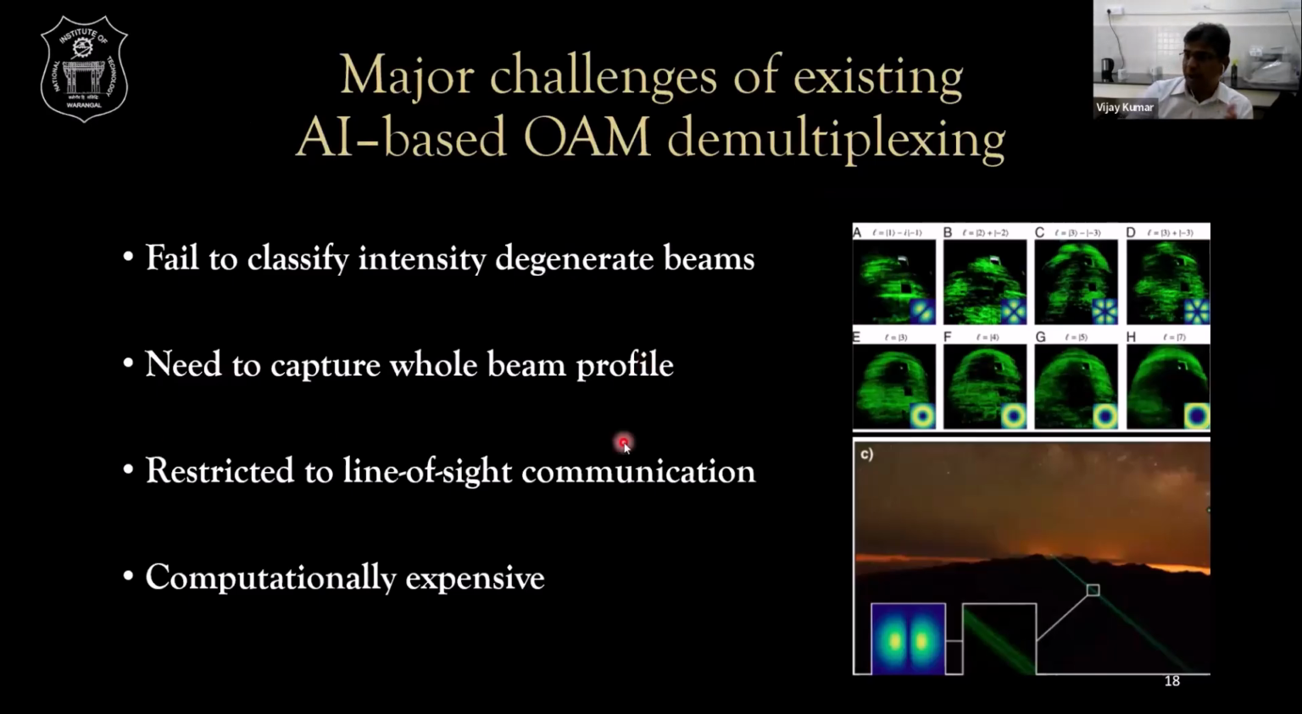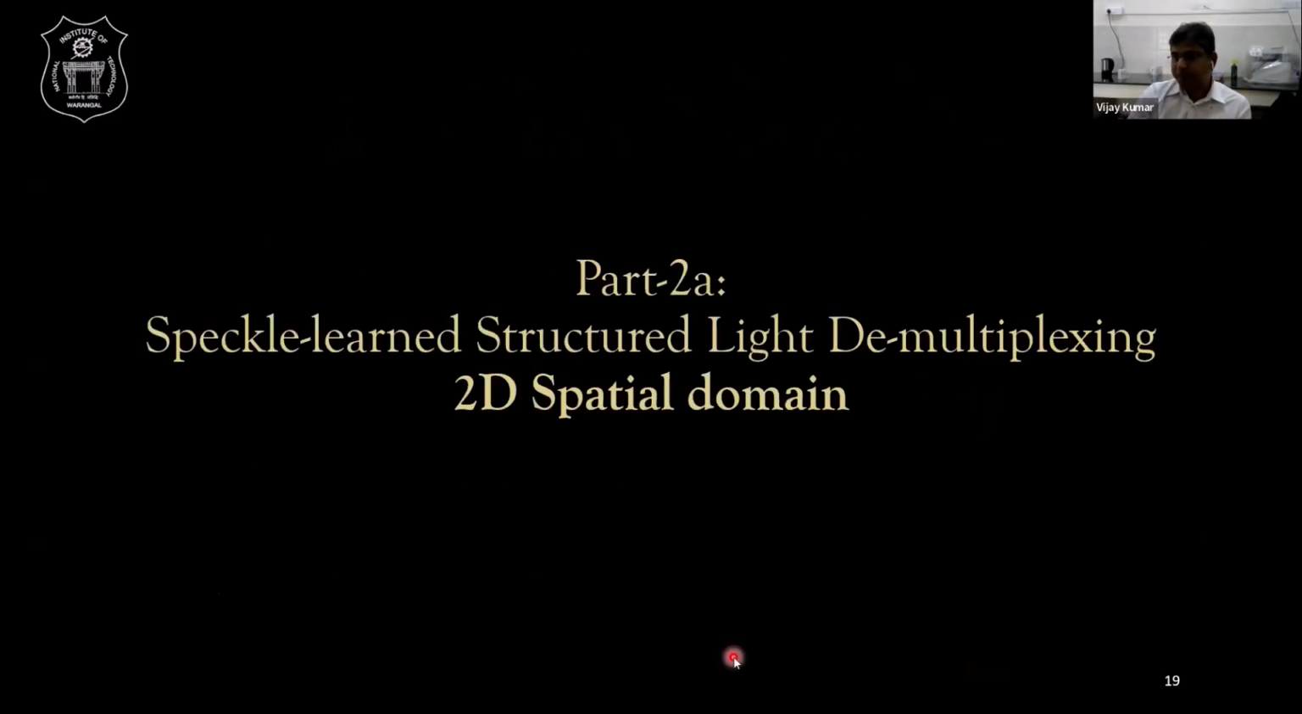It is sometimes difficult to capture the whole beam profile, because as the beam propagates a long distance, it becomes very big, and the aperture size becomes very big. It is also restricted to line of sight only, because wherever the beam is present, only there can the information be communicated. And obviously it is computationally expensive, because you have to take a larger beam, and if you have to do the training, it requires huge data.